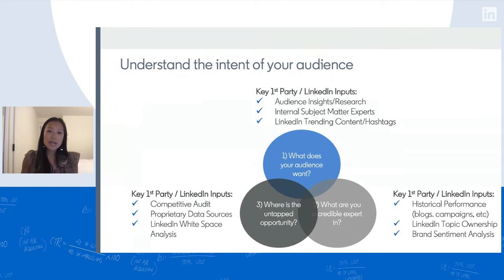The second question you should ask is, what are you a credible expert in? What do you have the authority to actually talk about credibly? And you can look at things like historical performance. What have people been engaging with in the past? LinkedIn can do a topic ownership analysis where we look at a variety of different topics and outline which ones you actually have the credibility or the connection to actually own. We can also look at brand sentiment analyses that look at what are people saying about you on the platform through comments, and how are your ads actually being received.